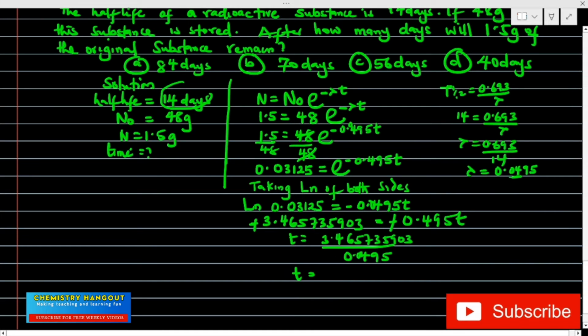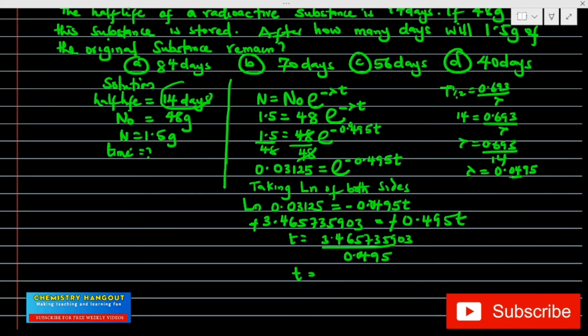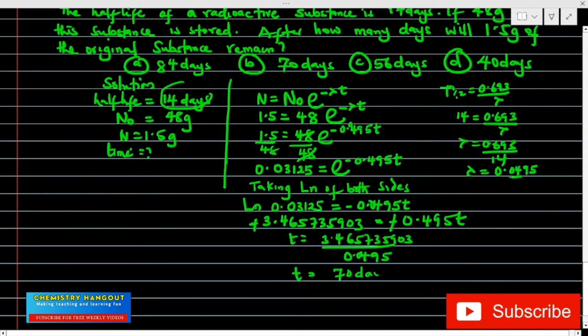So 3.465 divided by 0.0495. Let me use my calculator. Wow, I'm getting t to be 70 days. Can you use a calculator too? Can you see that? So the answer here is B.